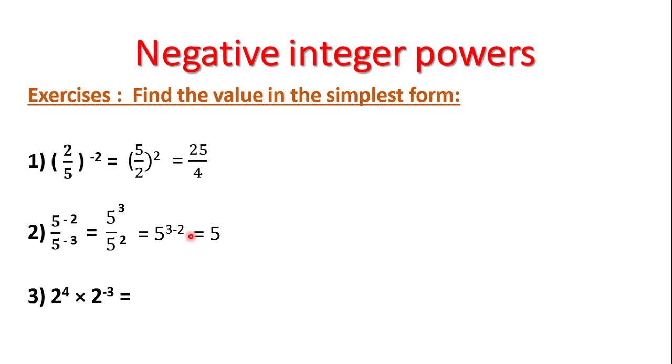The last one here, 2 to the power 4 times 2 to the power negative 3. Okay, we can add the powers because we have the same base and multiplication. 4 plus negative 3 is 1, so it's equal to 2. Also, we can get the reciprocal of 2, which is 1 over 2 to the power 3.